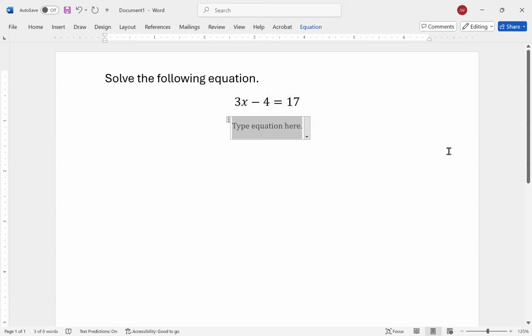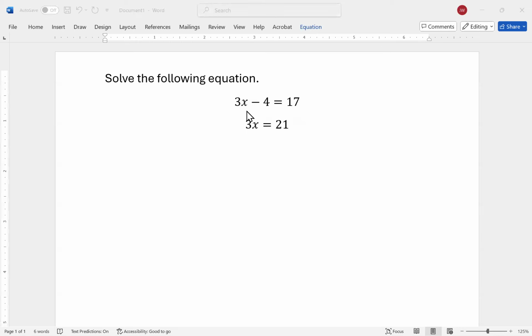3x minus 4 cannot be combined because those are not like terms. And so the next thing I would do is add 4 to both sides. The reason I'm adding 4 to both sides is because this 3x is the only term with the variable x in it. So that's on the left-hand side. So I want to force all of my constants onto the right-hand side. I do that by adding 4 to both sides.